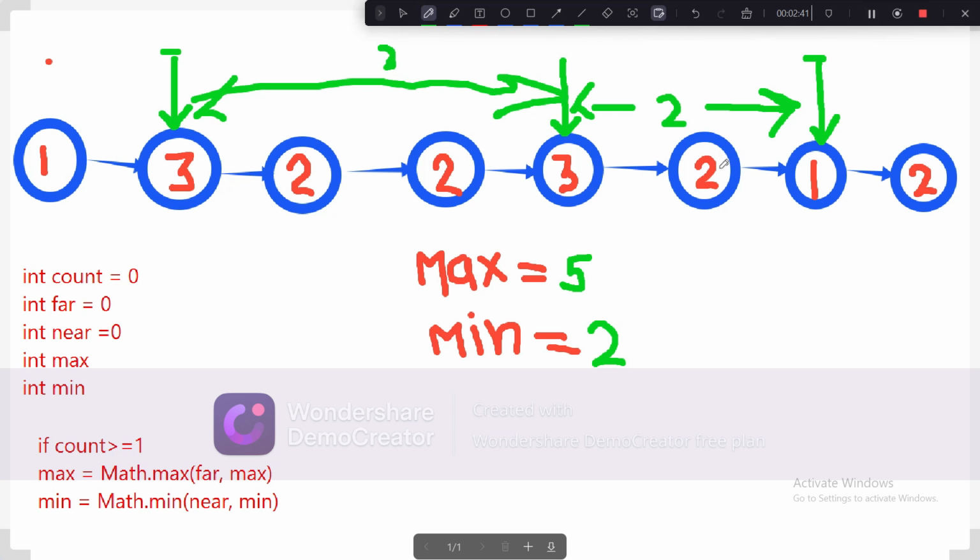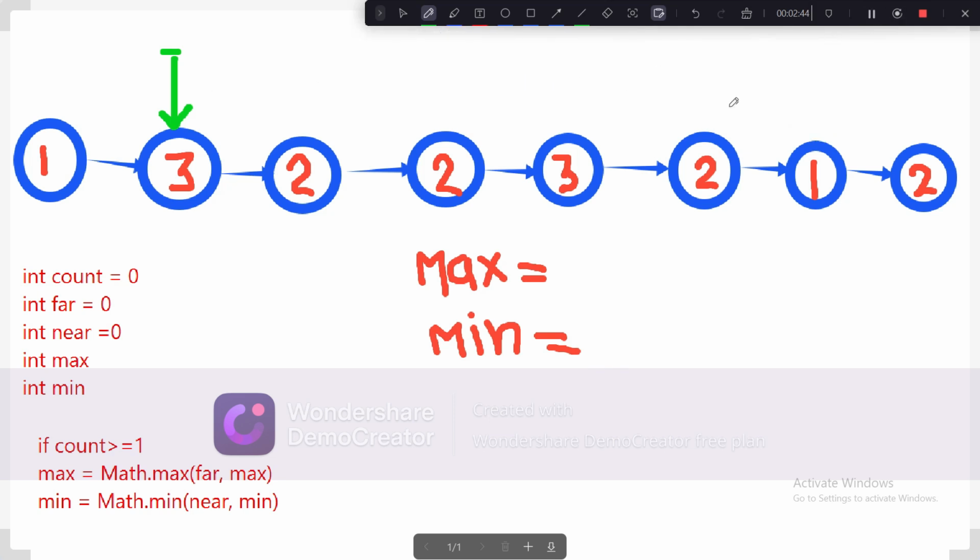Okay, so let me remove all these things now. See here, I have 3 variables. The count variable counts the number of critical points occurred. And two variables, far and near, which would hold the maximum and minimum values. We have to start from the second node because the first is an extreme node, it doesn't make sense to keep it. So we will have one more variable called previous, which keeps the previous value. Initially this previous value would be the very first node value, so it would be 1 here.